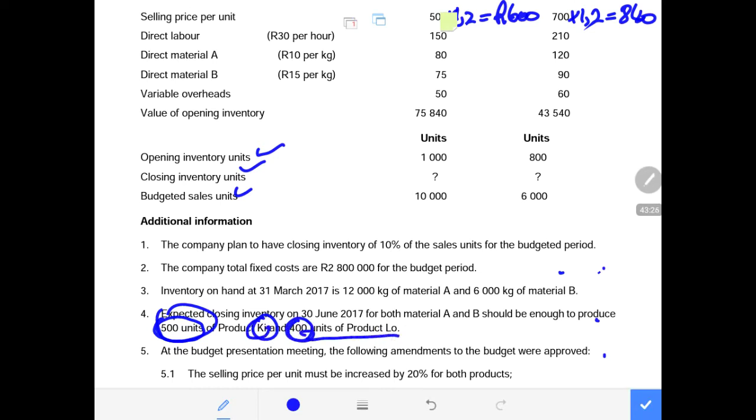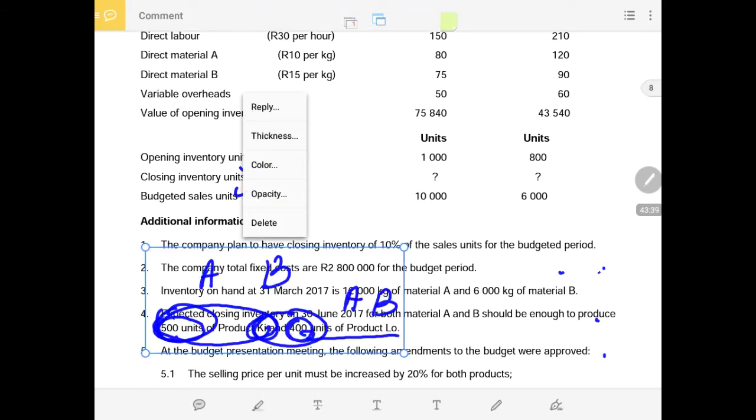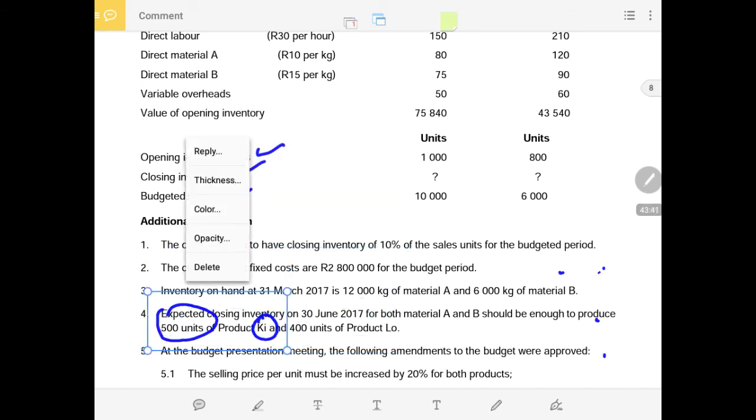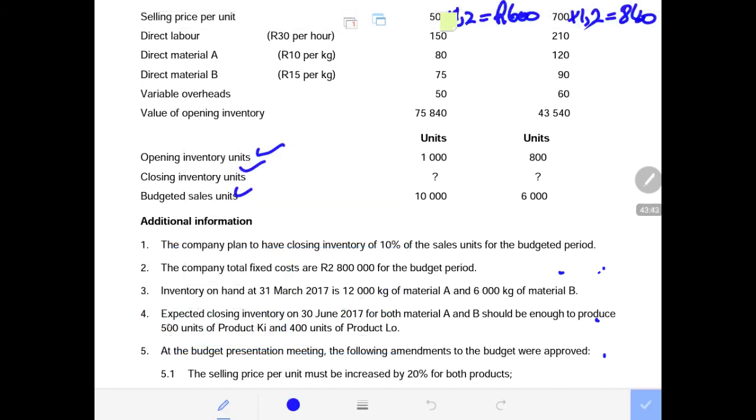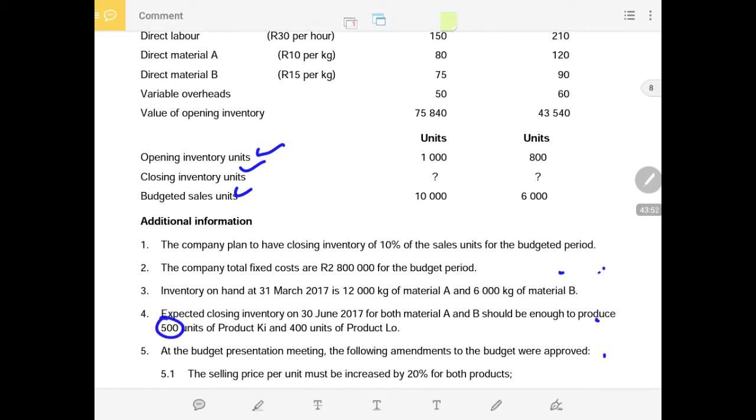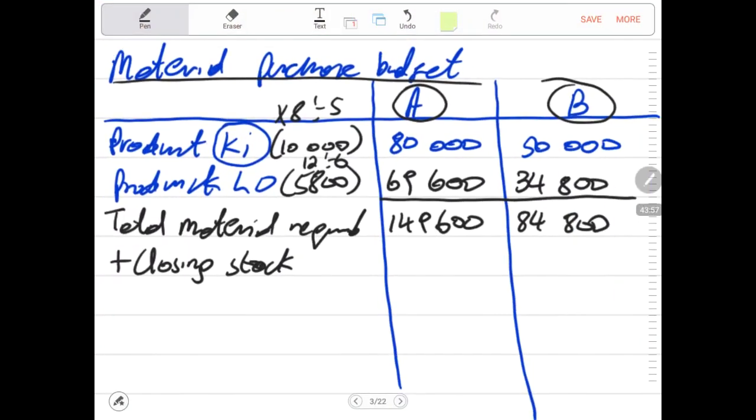So now we know that product KI needs a mixture of material A and material B, and also product LO needs a mixture of material A and also material B. We must not be ignorant of such because it's quite important. Now that means we need to know how many kgs are required to produce 500 units of product KI in terms of material A and material B. So now we go in that, which we have already done. It was 4,000 and 2,500 if I still remember very well.